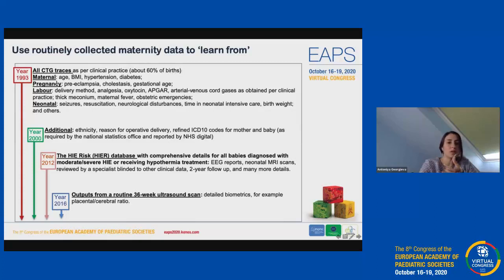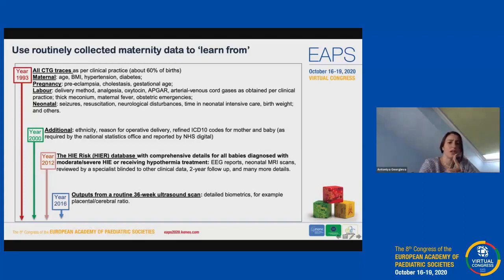So we've got different characteristics of the mom, of the pregnancy, the labor, the neonatal outcomes as well, whether the baby had seizures or sequelae in the neonatal intensive care unit. Of course, we didn't have an HIE definition in the 90s, and we do now as an ICD code as well. So since 2012, Anna Alarcon has been fantastic in collecting really detailed data, including MRI scans and EEG reports, and a 2-year follow-up for all the babies in our hospital with moderate to severe HIE.